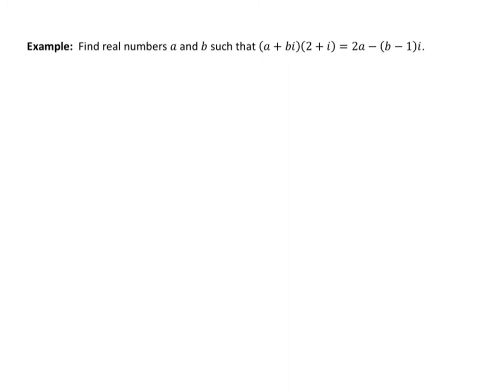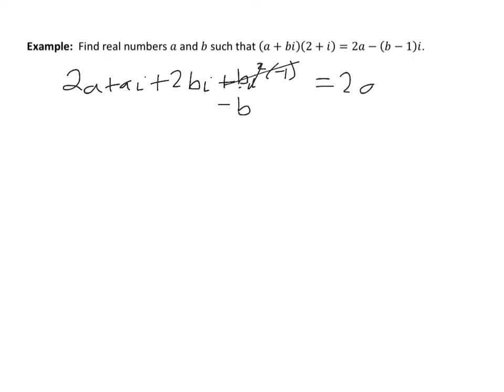So on the left-hand side, I'll have 2a plus ai plus 2bi plus bi squared. And that i squared is going to turn into negative 1. So this whole last term is really just going to turn into minus b. This is going to have to equal 2a minus b minus 1i. And I want to take a look over here on the right. We can tell that this is real. And because b is real, this whole front parentheses is real. So all of this is imaginary.